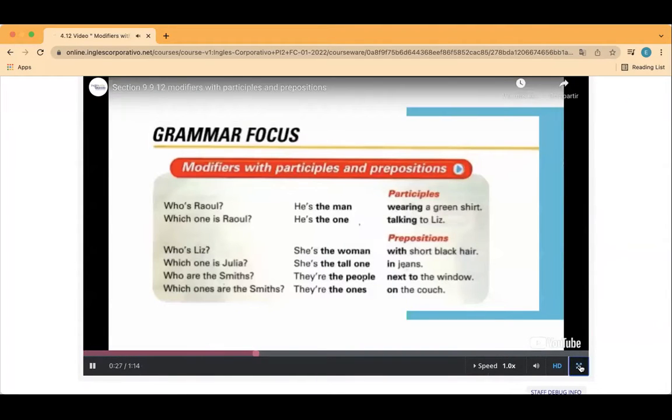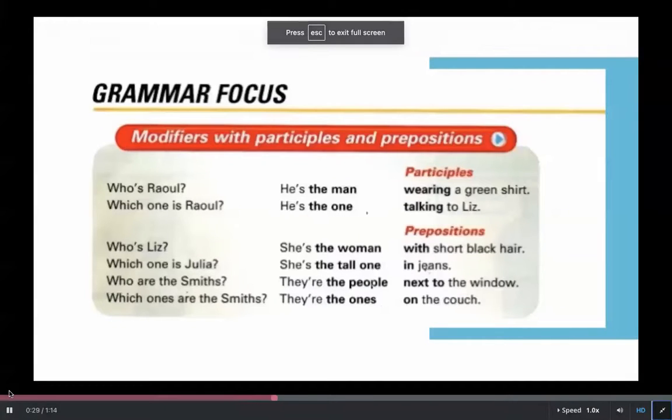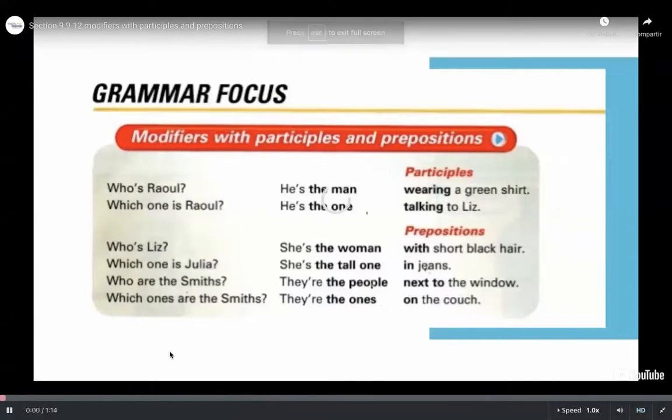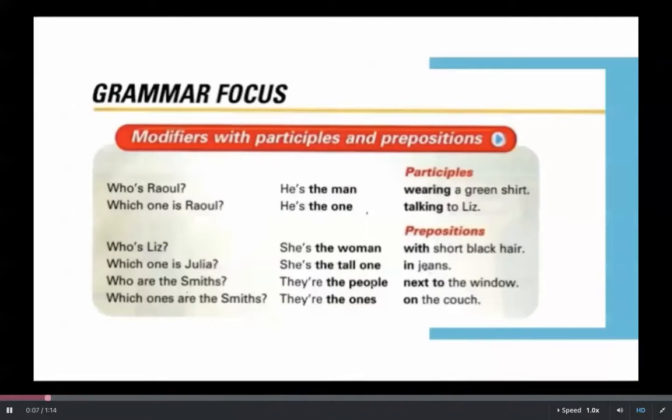Prepositions. She's the one with short black hair. Hello again. In this session, we will understand and use modifiers with participles and prepositions. Who's Raul? Participles. He's the man wearing a green shirt. Which one is Raúl? He's the one talking to Liz.